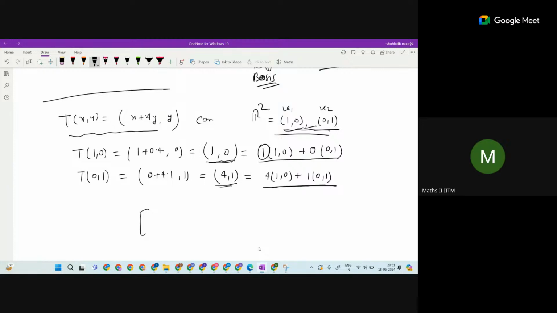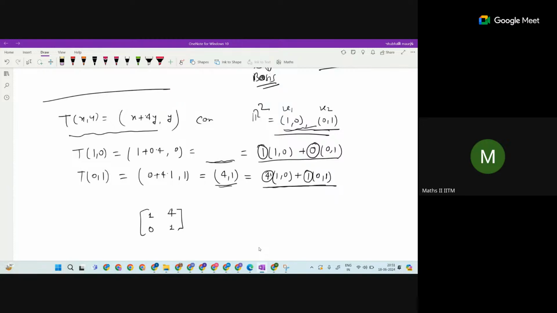Now the entries will be: this one will go to the first here, this one will go to here, this one will go to here, and this one will go to here. This is the matrix representation. If you see, this is just writing this vector in the vertical form itself.